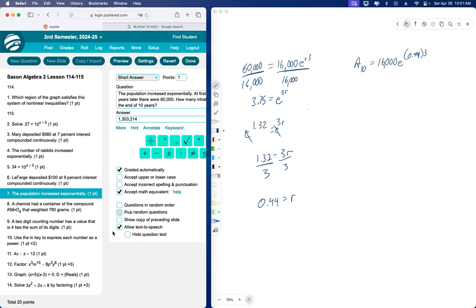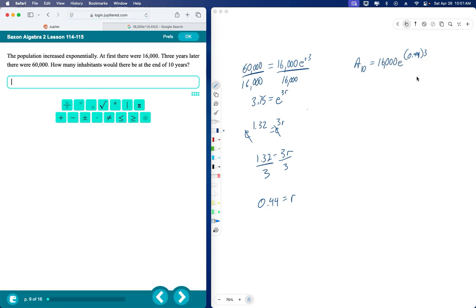Oh, you know why that's not right? Because this should be a 10. Okay, I'm losing my mind. I've got a 3 here, and it should be a 10 here. So let me put that in here. So that would be 16,000 e to the rate of 4.4 when you multiply it by 10.